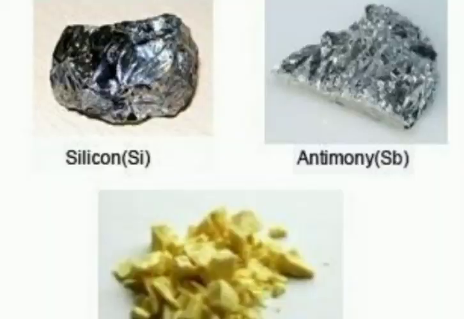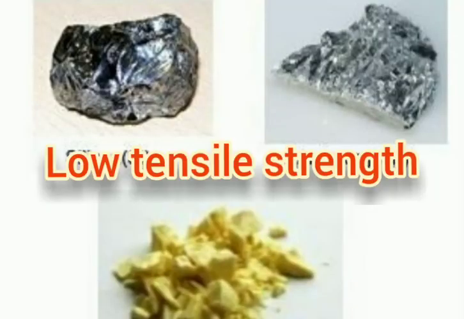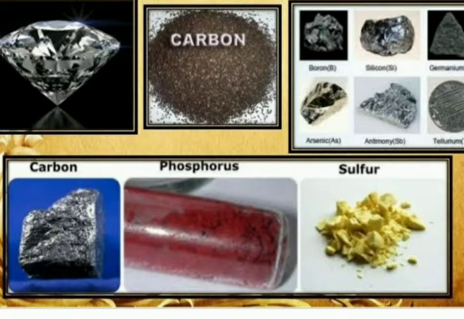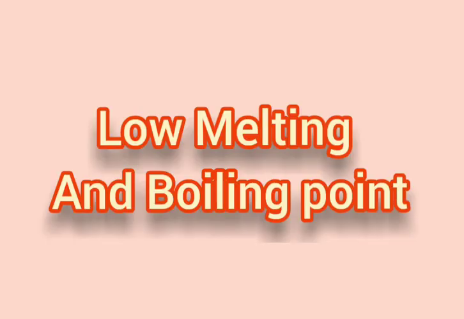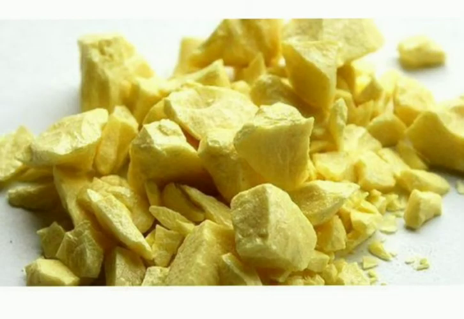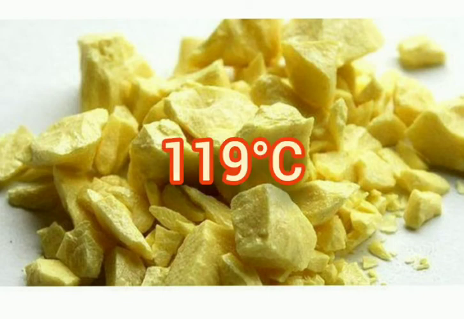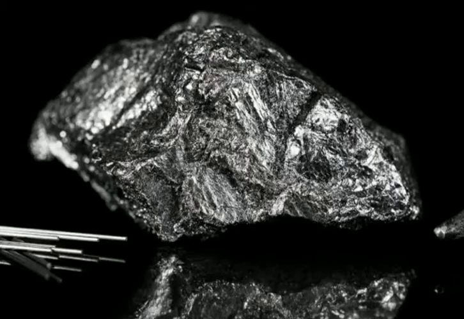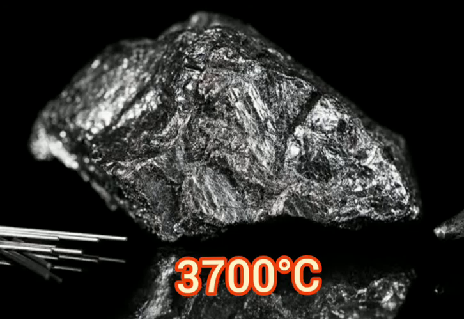Sixth property of non-metals is that they have low tensile strength. This means non-metals cannot hold large weights without being broken. And the next property of non-metals is they have comparatively low melting and boiling points. For example, sulfur melts at 119 degrees Celsius. Only one non-metal, graphite, has a very high melting point of 3700 degrees Celsius.